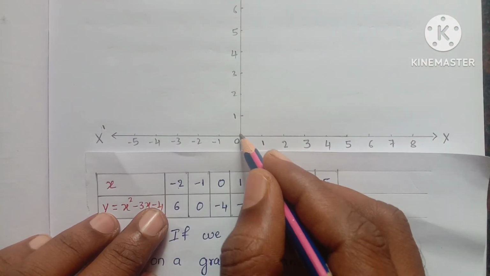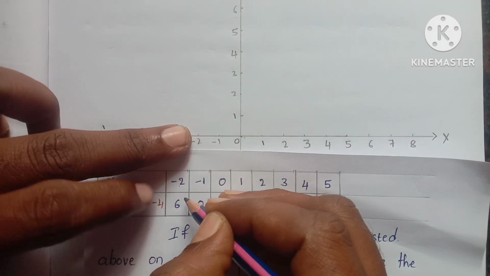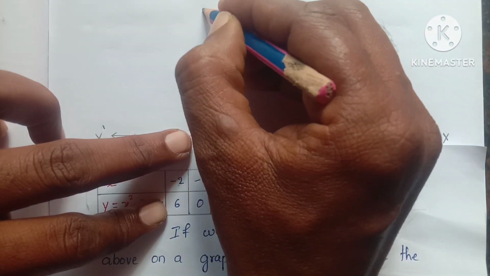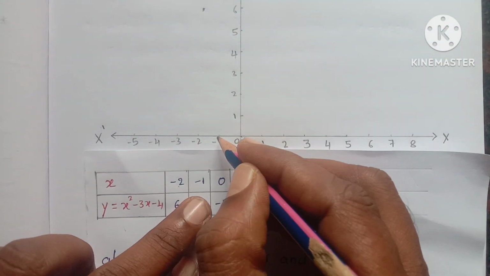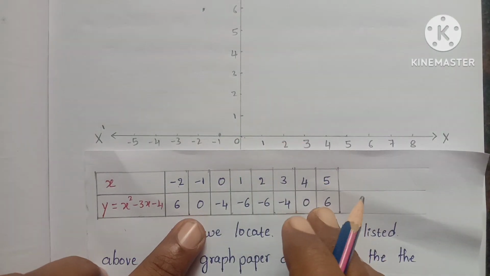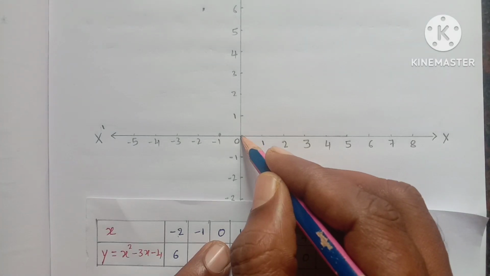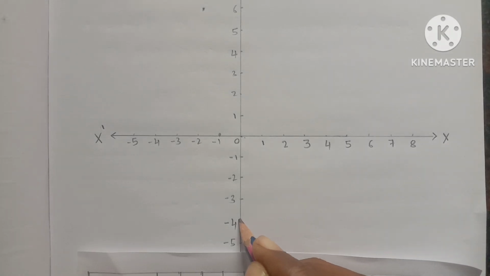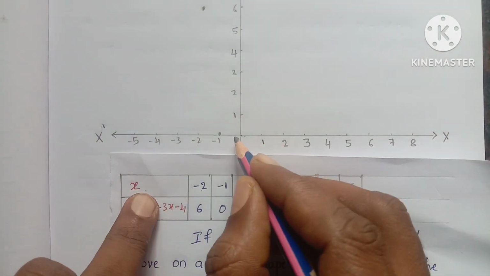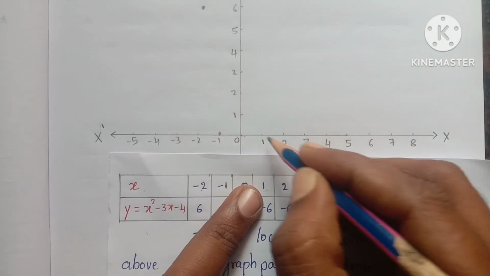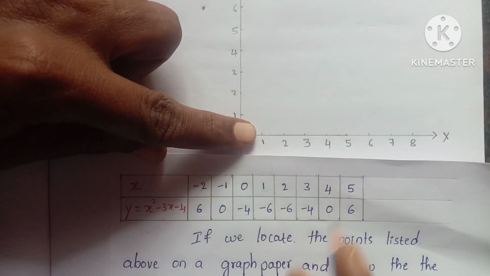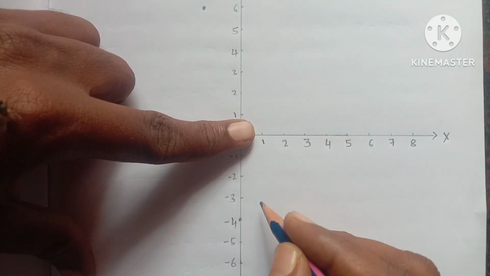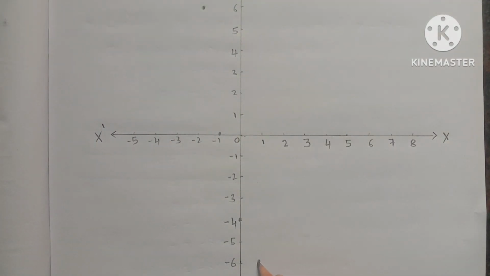The x value is minus 2, and the y value we got is plus 6, so minus 2 and 6 intersect at this point. Here minus 1 and 0. Next 0 and minus 4 is here. Now we have 3 points. Next x equals 1, and on the y-axis we mark minus 6. This is our minus 6 point.